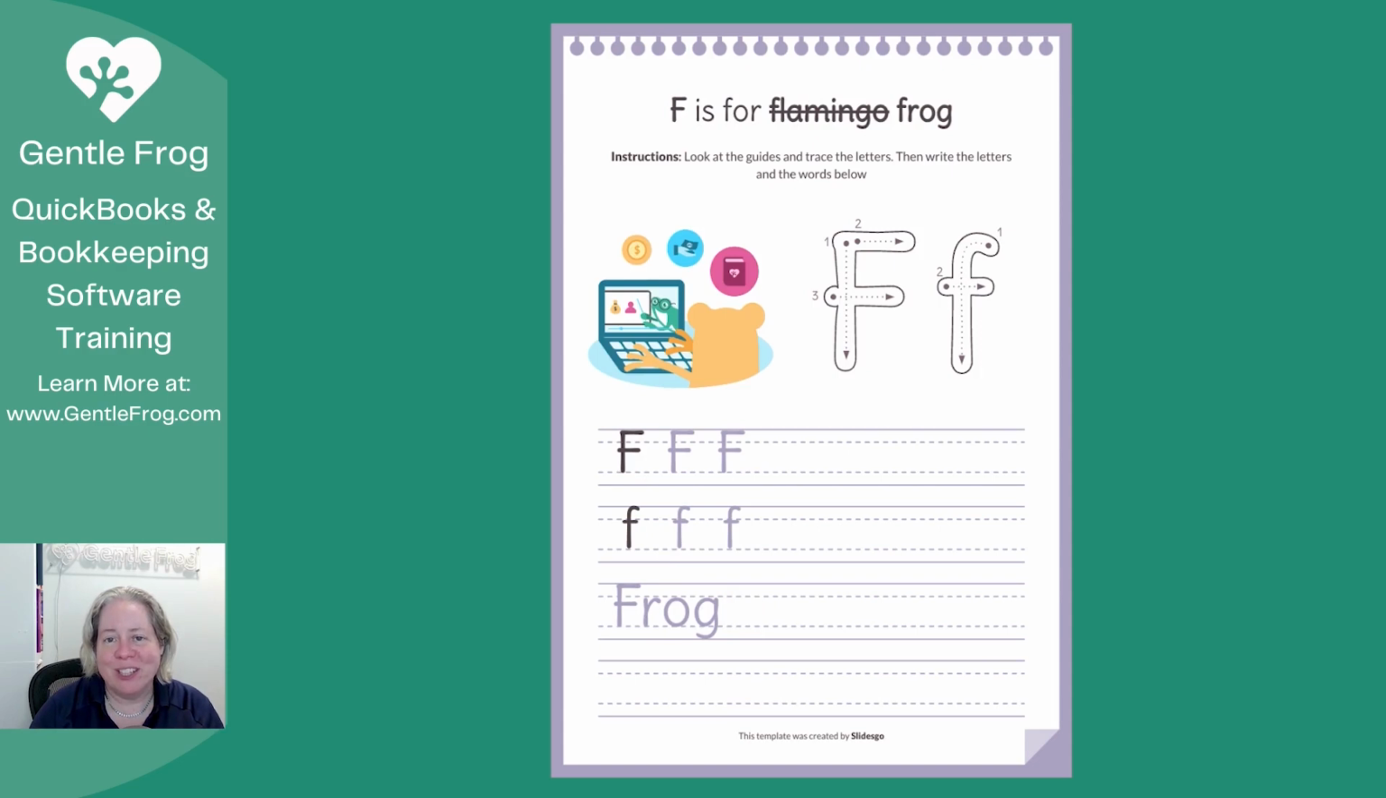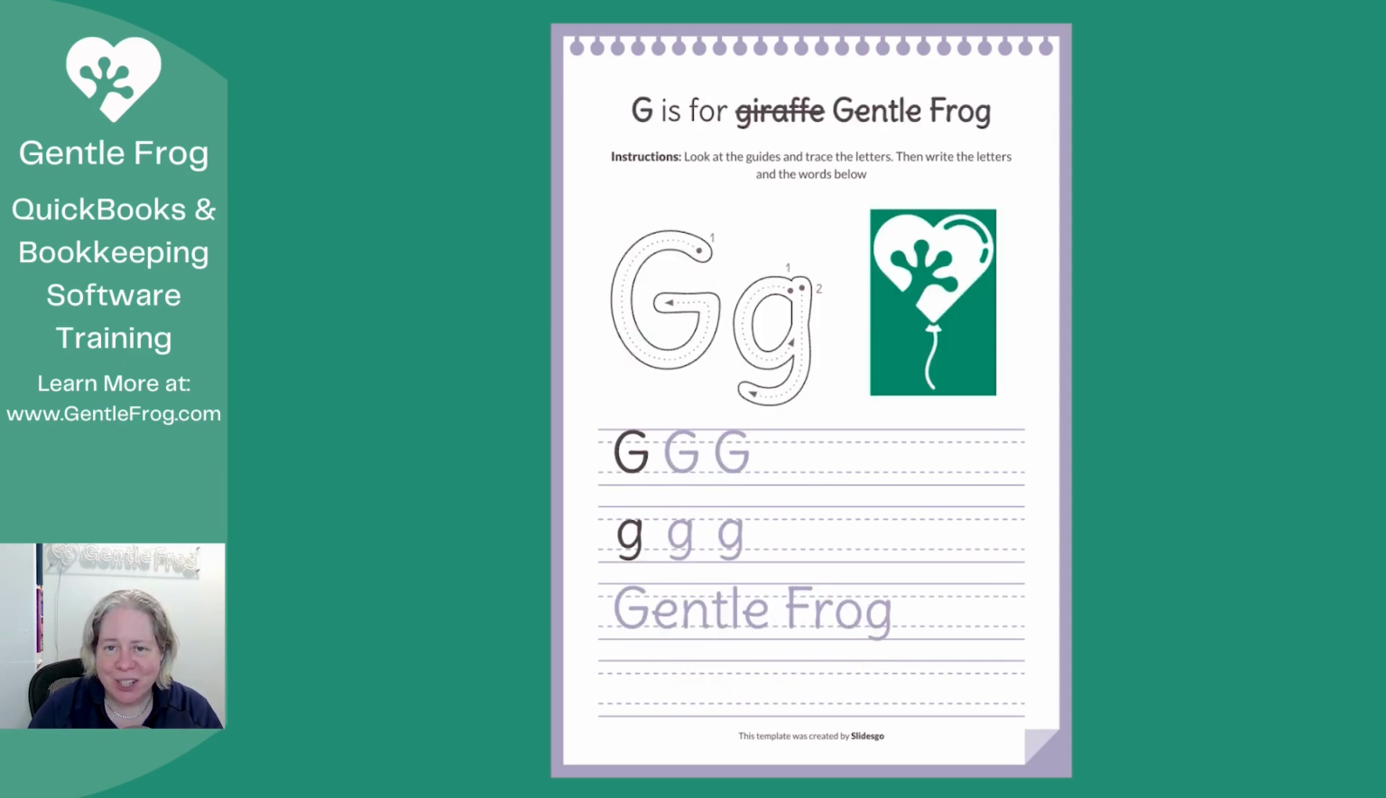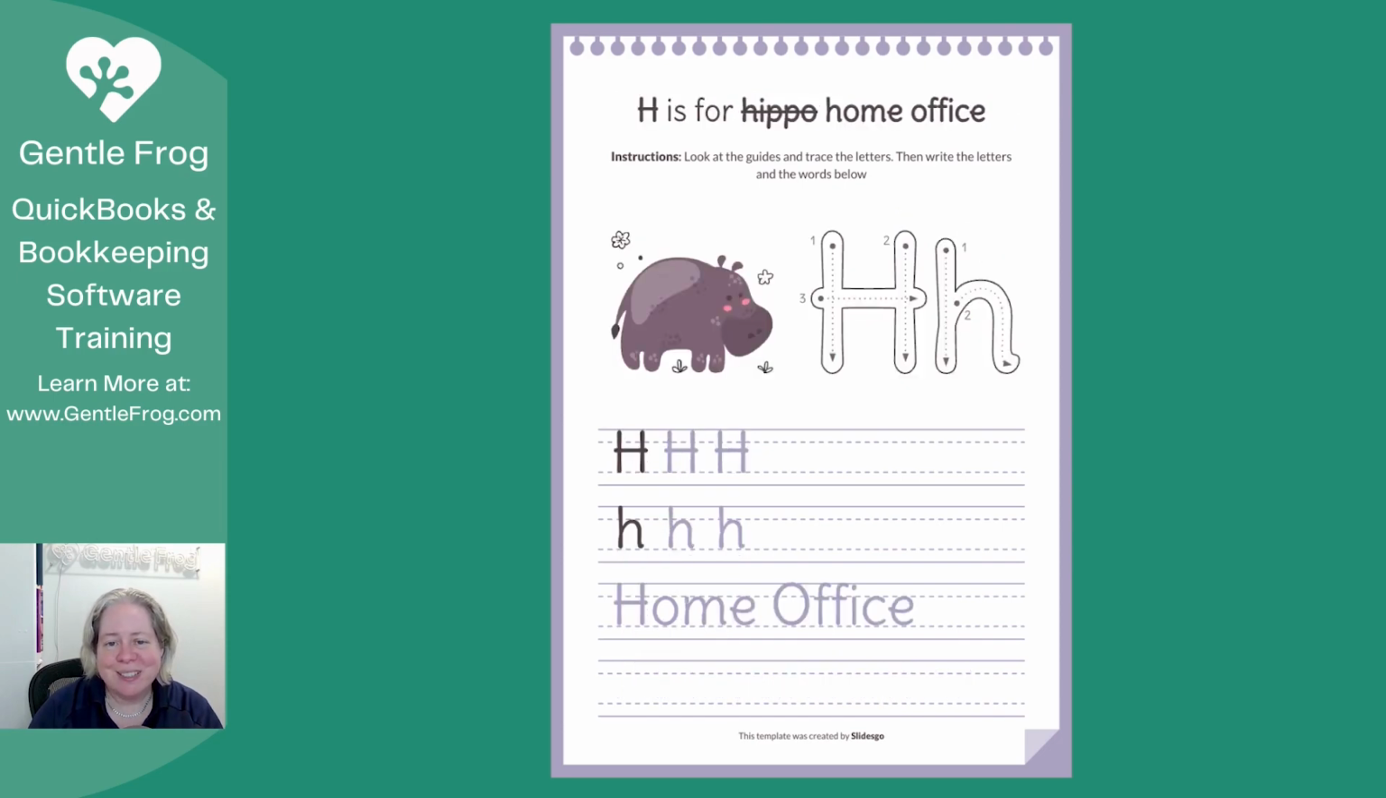F is for frog, such as Gentle Frog. F is also for financial statements. There are three primary financial statements. There's the profit and loss, there's the balance sheet, and there's the statement of cash flows. G is for Gentle Frog. G is also for good record keeping. It's important that you keep good bookkeeping and financial records. H is for home office. I think many of us are working from a home office.